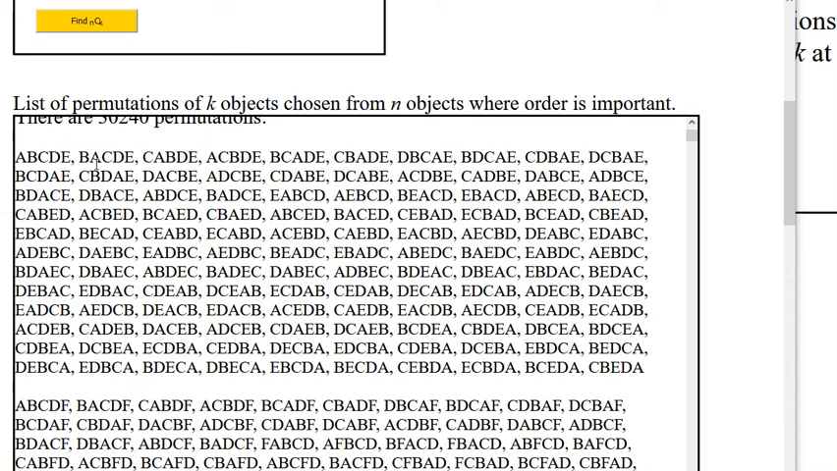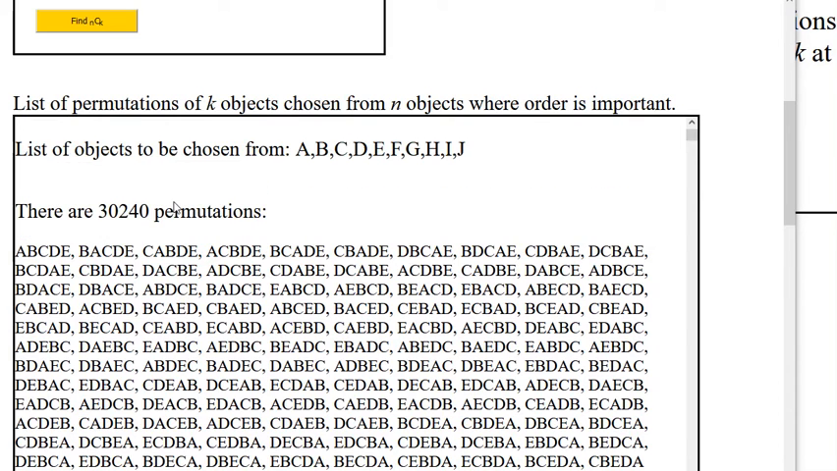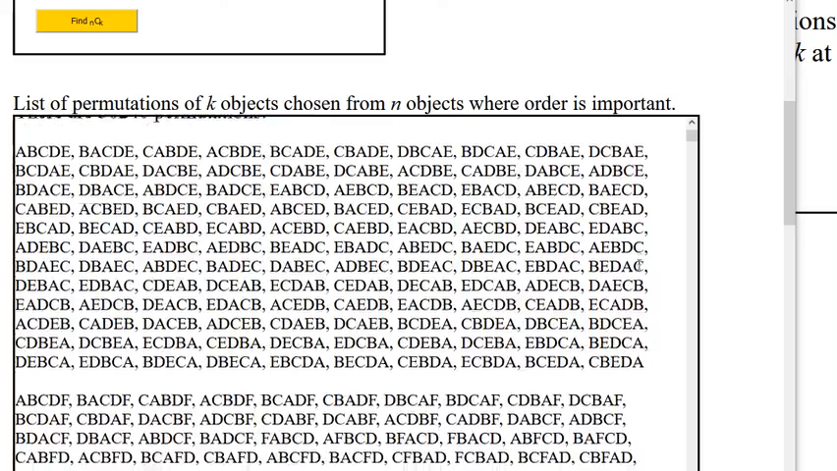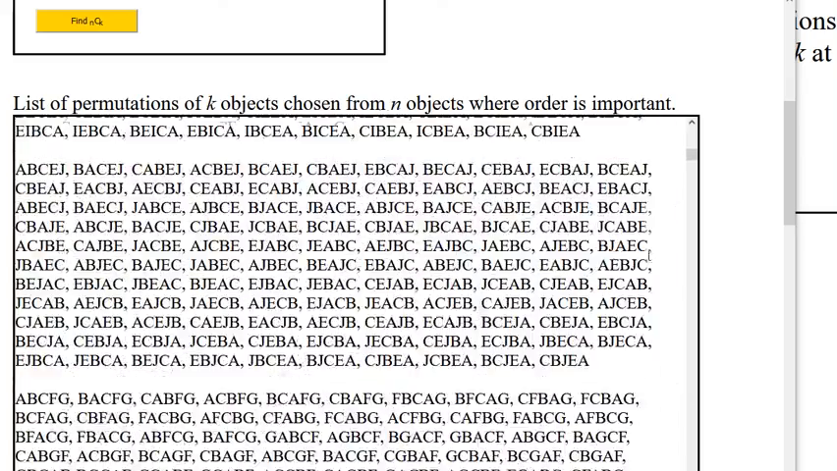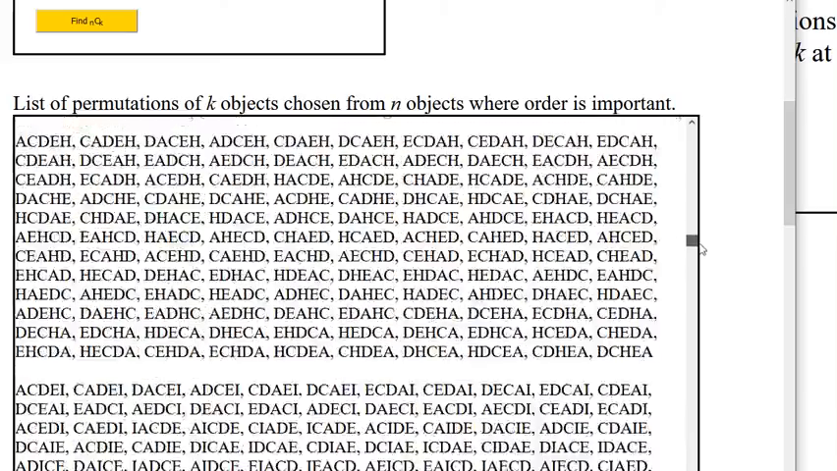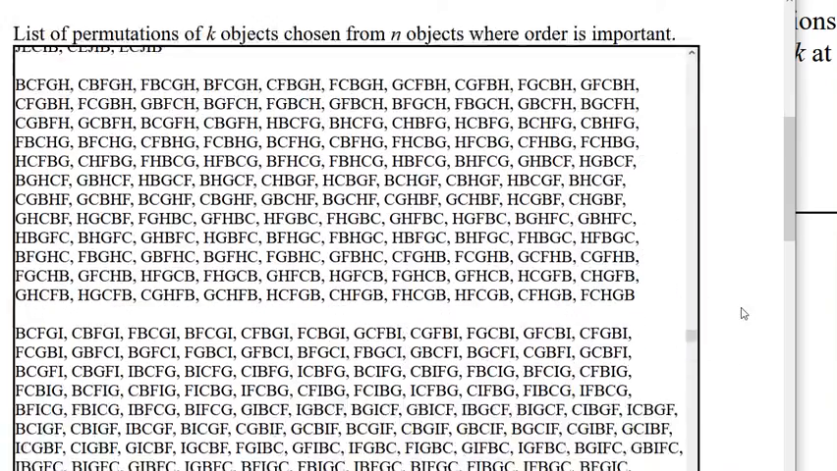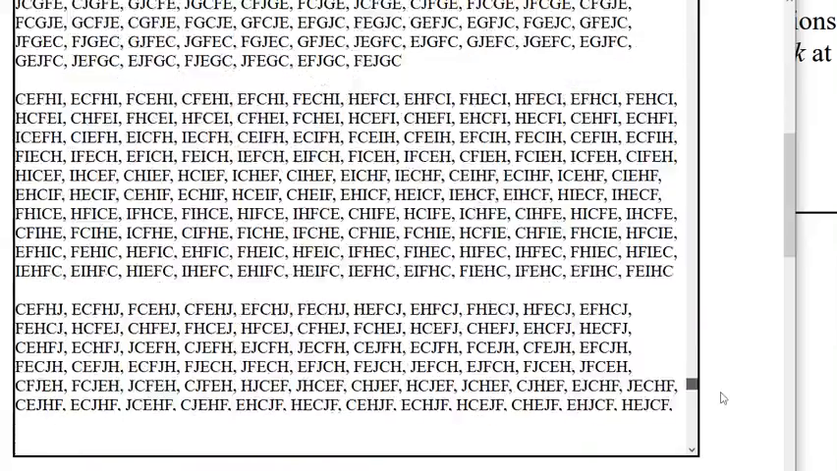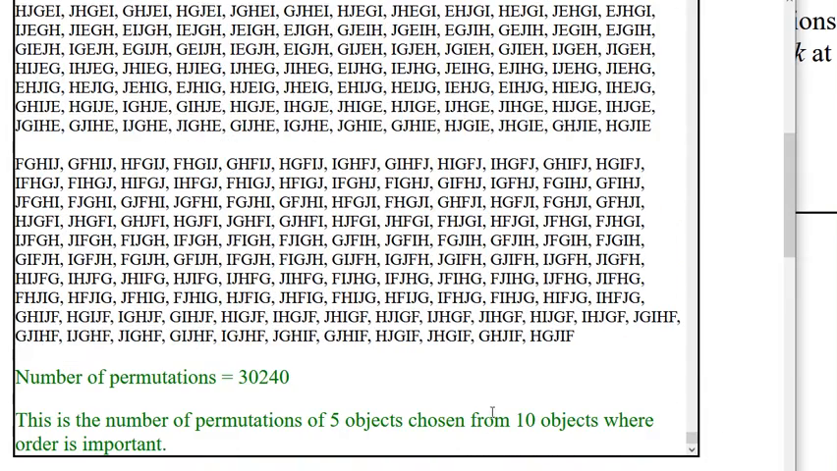And once again, if the order of the letters is important, then the arrangement A, B, C, D, E and B, A, C, D, E will be counted as 2 different arrangements. But if the order is not important, then all this group right here will be counted as one combination of the letters A, B, C, D, E. The 30,240 permutations are as follows. And so that's 30,240 permutations.